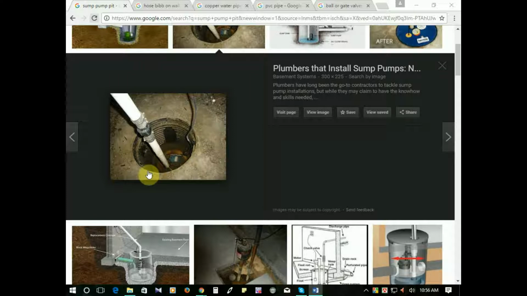This is a sump pump. Sump pumps are a type of pump that is present in some basements to pump water out of the basement in case the basement gets flooded. The way to recognize whether a basement has a sump pump or not is to see if the pit is present.